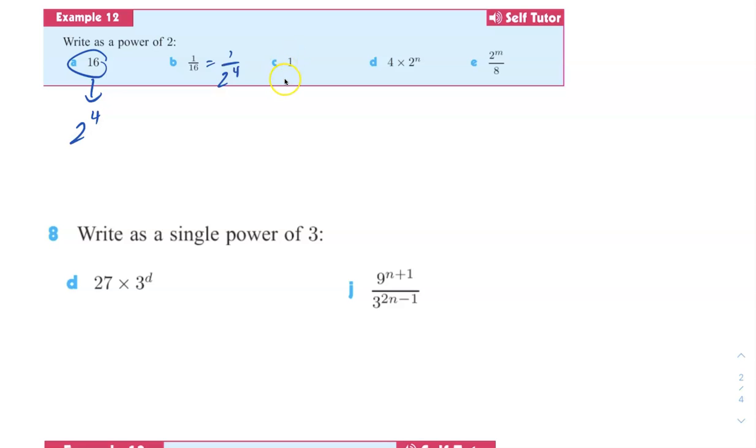How do you write 1 as a power of 2? Remember, anything to the 0 power is 1. So that's the way you do it.